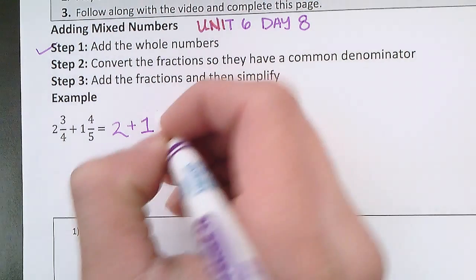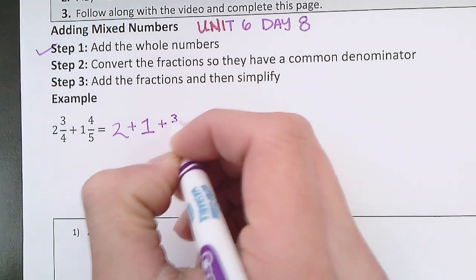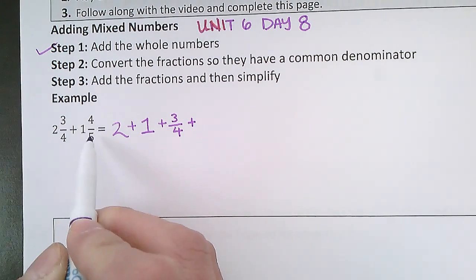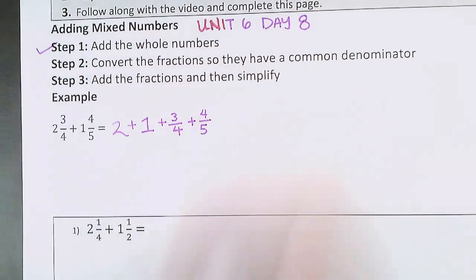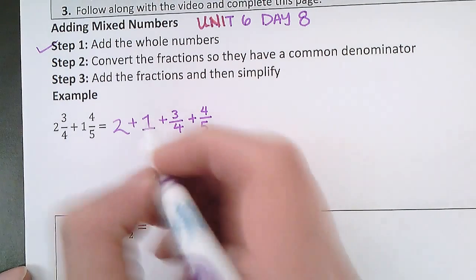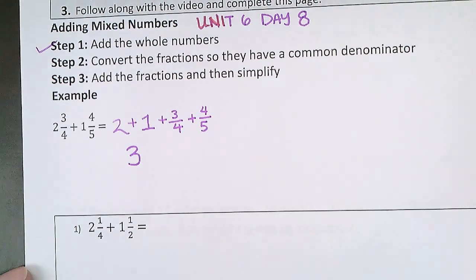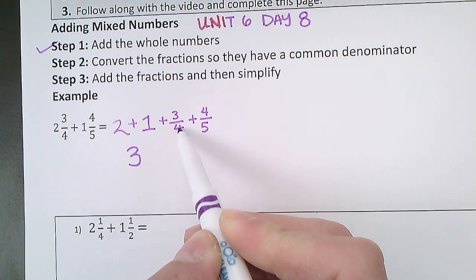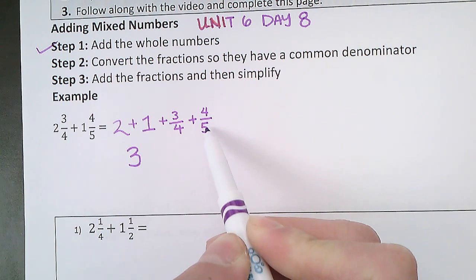So I'm going to write out my fractions. It was 2 3/4, so I have 3/4 plus 1 4/5, so I'm going to have 4/5 here. 2 plus 1, that gives me 3. And then I look at my fractions. 3 out of 4, 4 is the denominator. And here's 4 out of 5, where 5 is the denominator.